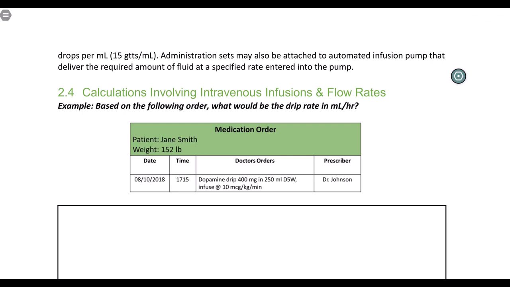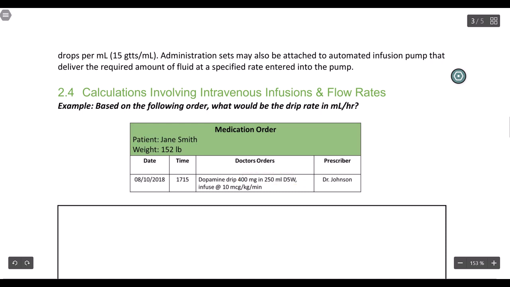These types of questions usually involve multiple steps of things that you learned. So let's first read what the medication order states. It's a dopamine drip, so it's an IV drip. It's a bag that has an IV tube and it's dripped. The bag has dopamine, which is the drug, 400 milligrams and 250 mLs of normal saline.